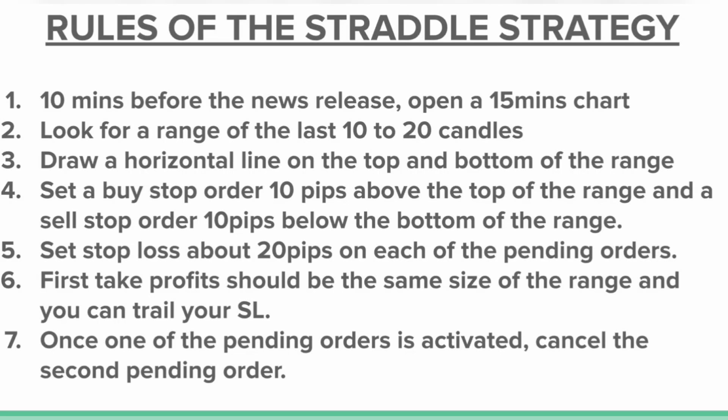The third thing to do is to draw a horizontal line on the top and bottom of the range. You've identified the range of 10 to 20 candles on a 15-minute chart. Now draw a horizontal line on the top and bottom of the range. Set a buy stop order 10 pips above the top of the range, and a sell stop order 10 pips below the bottom of the range. Next, set a stop loss of about 20 pips on each of the pending orders, the buy stop and sell stop pending orders.